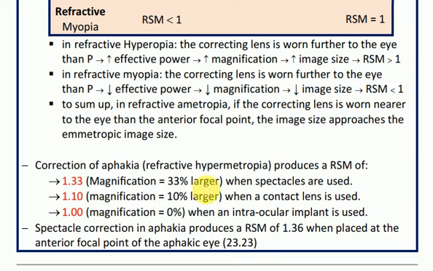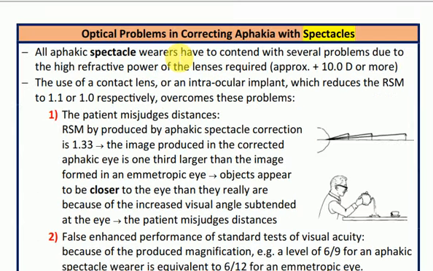It means 33% larger magnification when spectacles are used, 1.11, or 10% larger, when contact lenses are used. When an intraocular implant is used, there is no magnification. Spectacles are at 12 to 15 mm, but if spectacles are placed at 23.2 mm, then it will be 36% magnification.